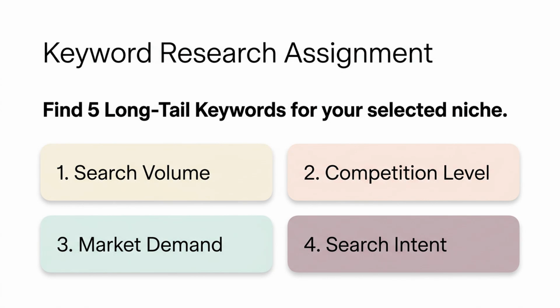To put this into practice, your next task is to select your niche and perform keyword research. I want you to find 5 specific long-tail keywords. As you research, do not just pick any words. You must analyze the search volume to see how many people are looking for it, assess the competition level, evaluate the overall market demand, and most importantly, determine the search intent behind those queries. We will use these to build out our content strategy as we continue.